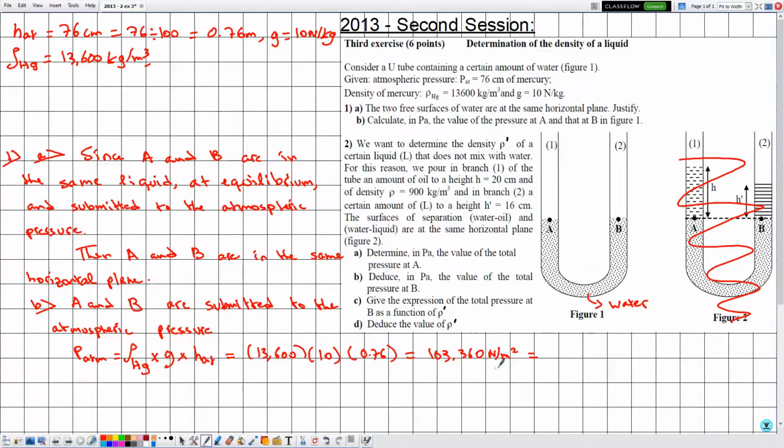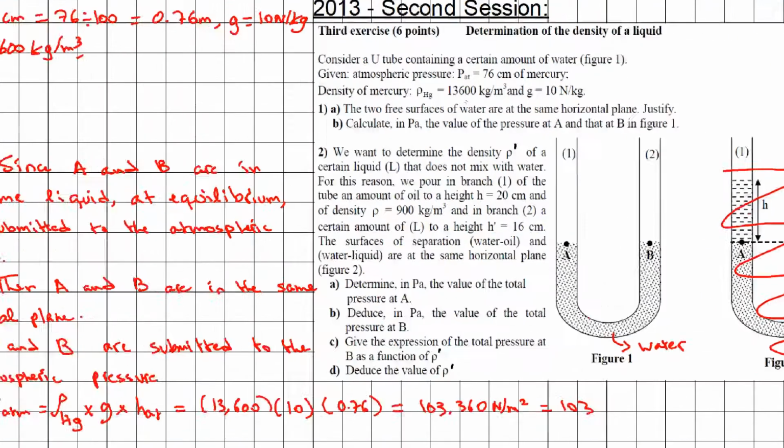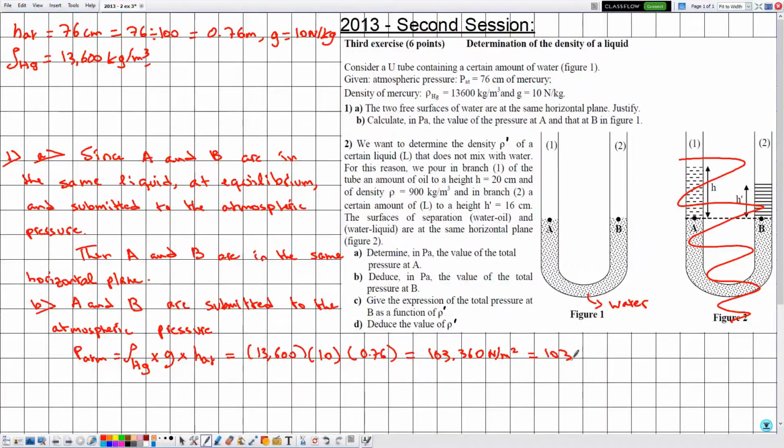Another unit for Newton per meter square is denoted by Pascal, since here they are telling me to calculate in Pascal. So the value of the atmospheric pressure is given by 103,360 Pascal, or in Newton per meter square, it's the same.